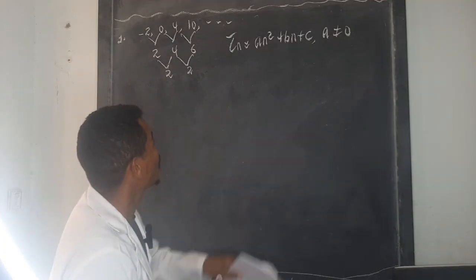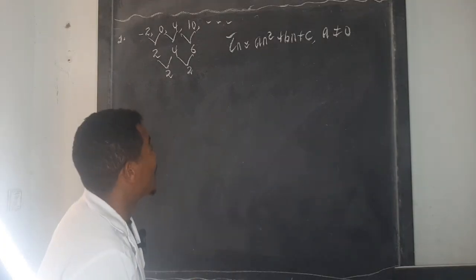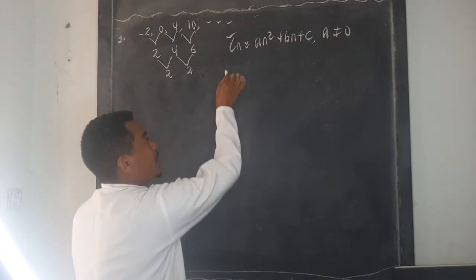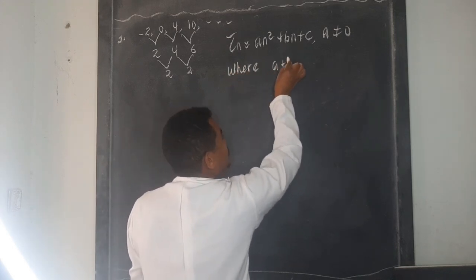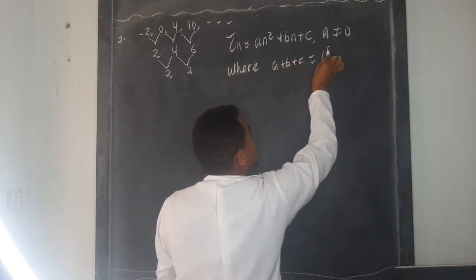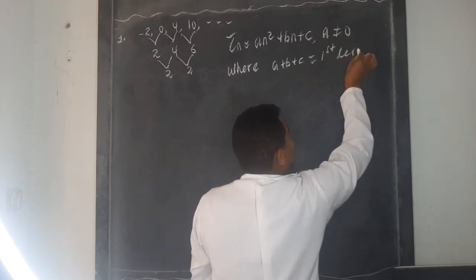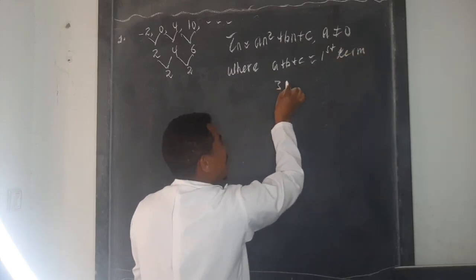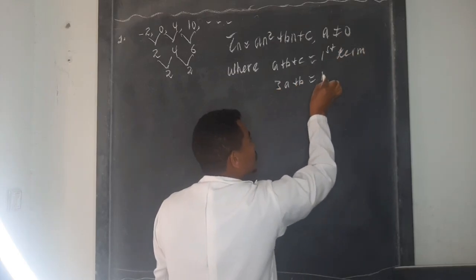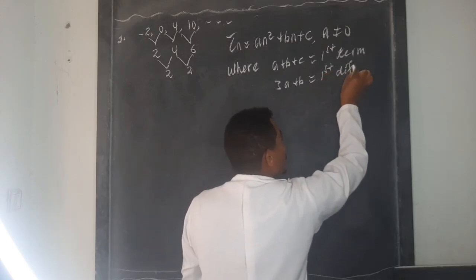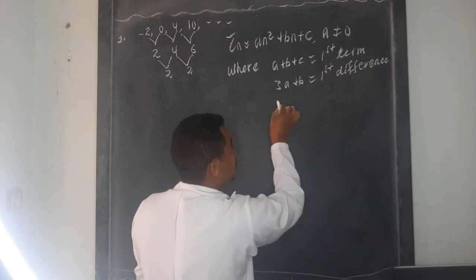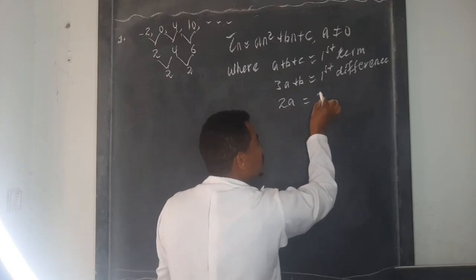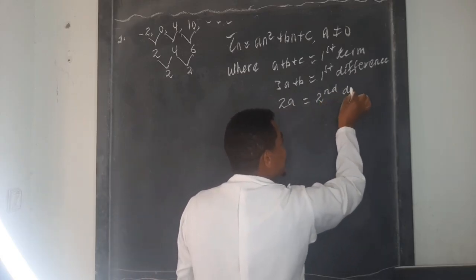We saw the proof in the last video, and you can check it. Where a plus b plus c is equal to the first term, 3a plus b is equal to the first difference, and 2a is equal to the second difference.